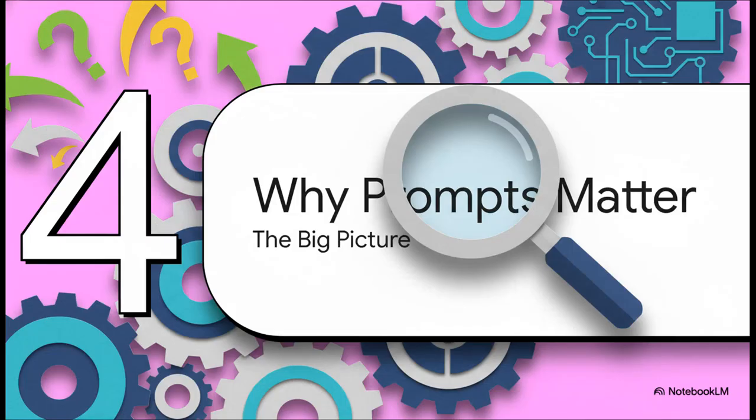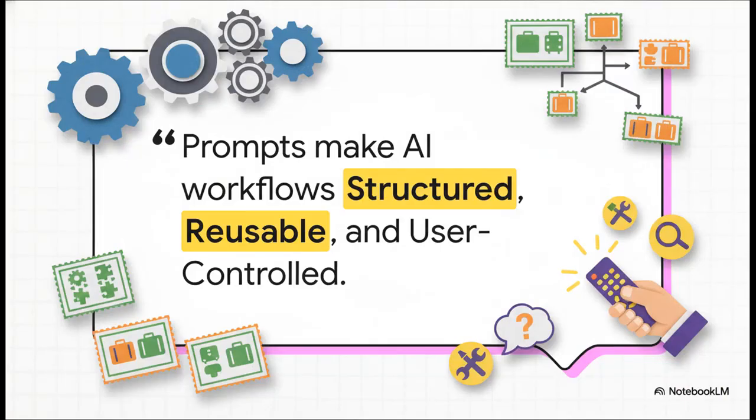Okay, so we've gone through the what and the how, but let's zoom out for a second and talk about the why. Why does any of this really matter? What's the big picture takeaway here that makes this approach so important for where AI is headed? It really boils down to these three massive benefits.